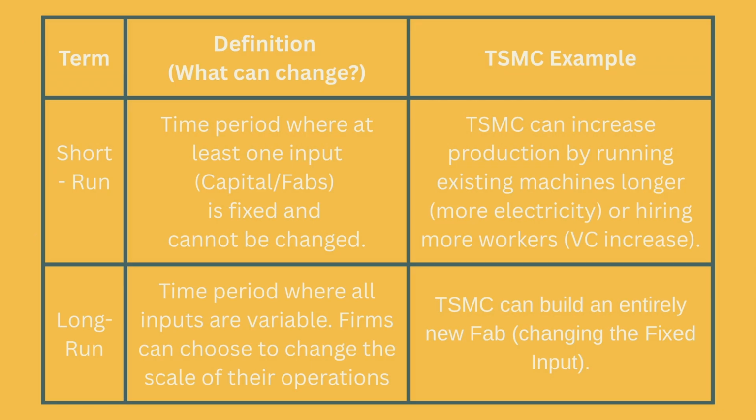To answer this question, we need to know the definition of short run and long run. Short run is the time period where at least one input is fixed and cannot be changed. However, the long run is the time period where all inputs are variable. Firms can choose to change the scale of their operations. Take TSMC for example. In the short run, TSMC can increase production by running existing machines longer or hiring more workers. In the long run, TSMC can build an entirely new fab.